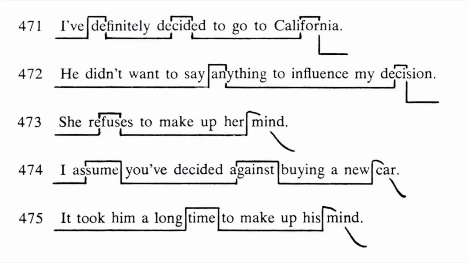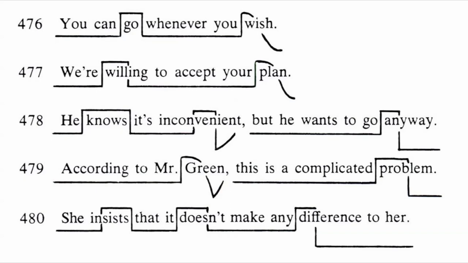He didn't want to say anything to influence my decision. She refuses to make up her mind. I assume you've decided against buying a new car. It took him a long time to make up his mind. You can go whenever you wish. We're willing to accept your plan. He knows it's inconvenient, but he wants to go anyway. According to Mr. Green, this is a complicated problem.